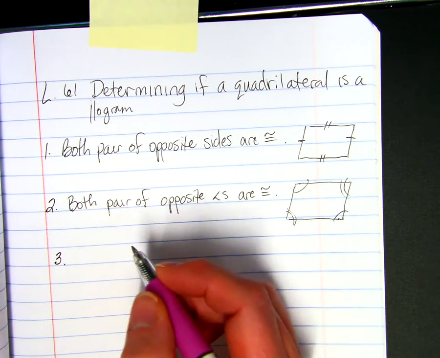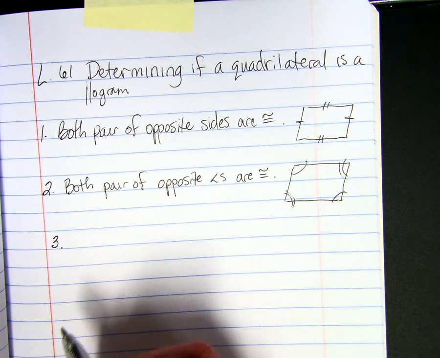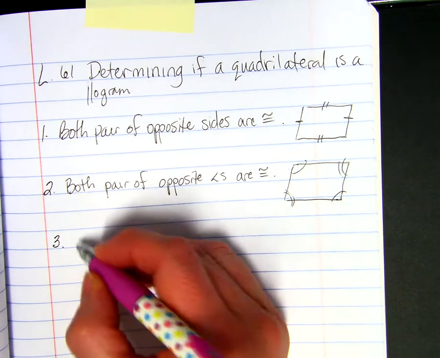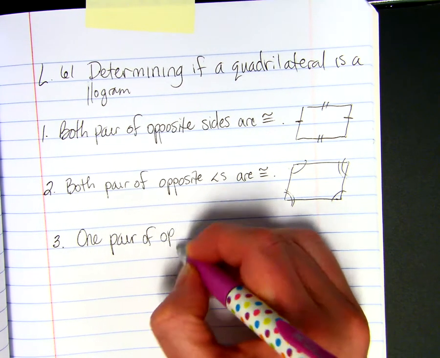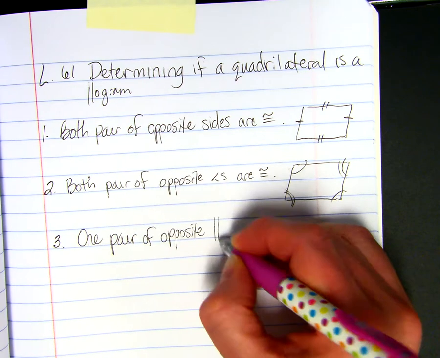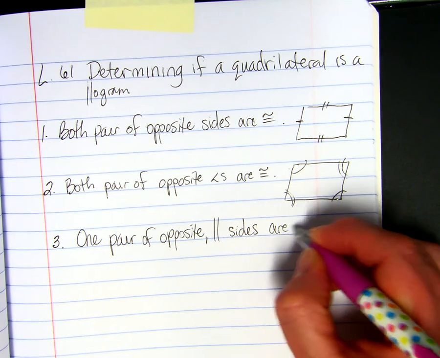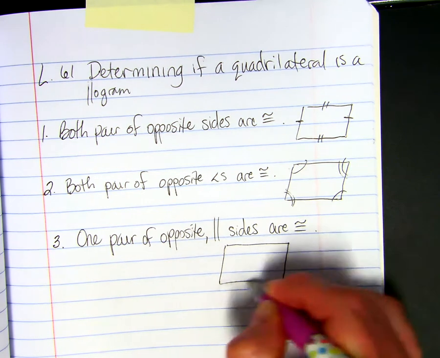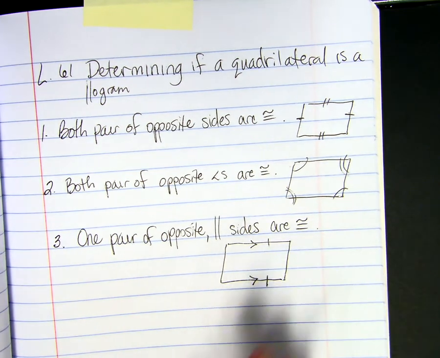And then number 3, if one pair of opposite sides that are parallel to each other are congruent. So let's see, I have one pair of opposite parallel sides that are congruent. So if all you know is that, say, these two sides are parallel and congruent, then it's a parallelogram.